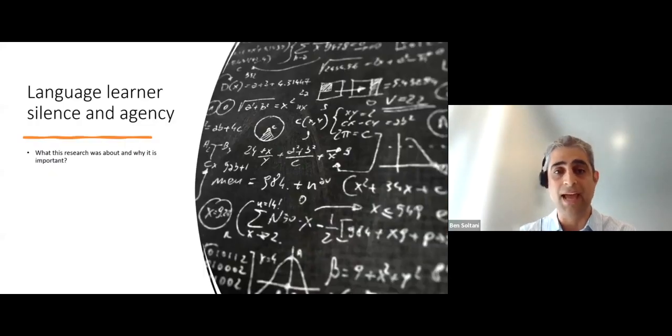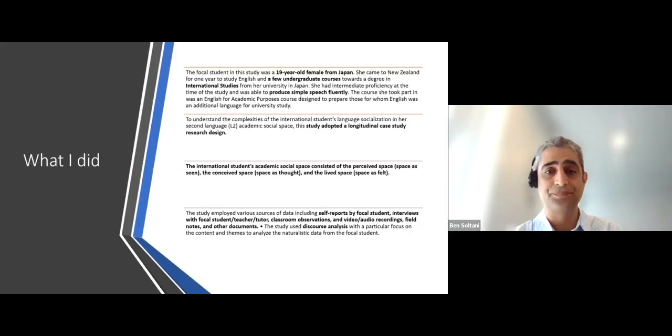However, silence has never been looked at as a social space, and how space contributes to and participates in positioning students, particularly international students, in a silent position. So in the current study, I followed a 19-year-old female student from Japan for 2 semesters. This student was doing a degree in international studies, and she had come to New Zealand to do a few undergraduate courses. I followed the student in her English for academic purposes, and then later on European studies, and also the writing course at the university.